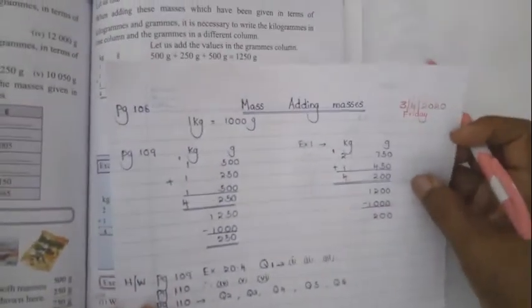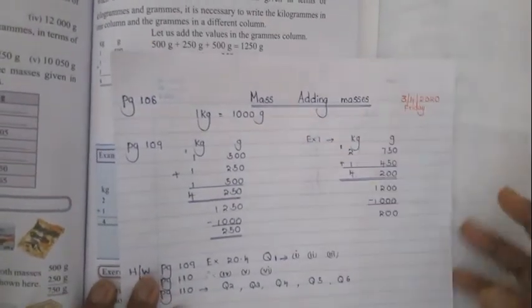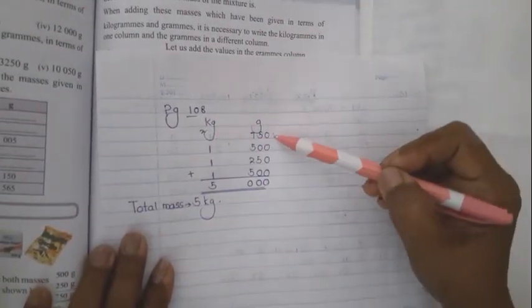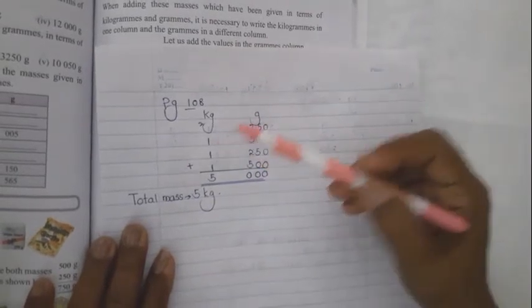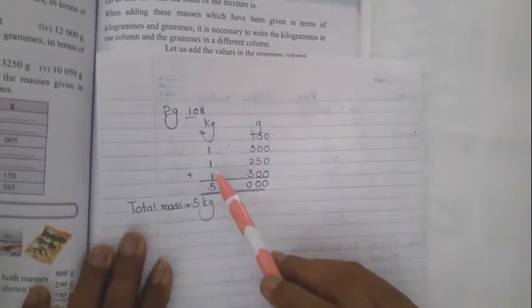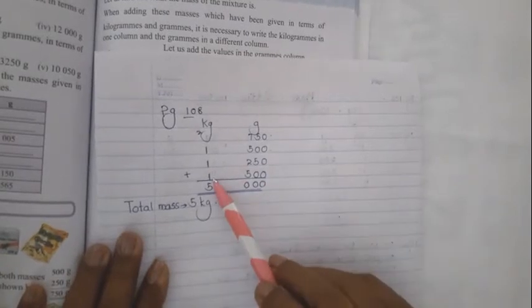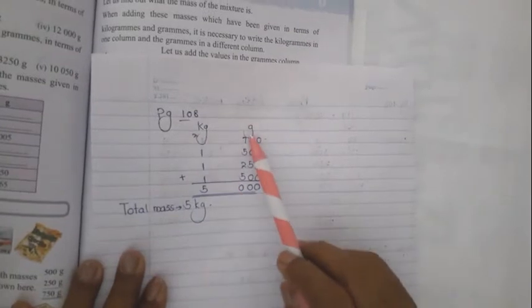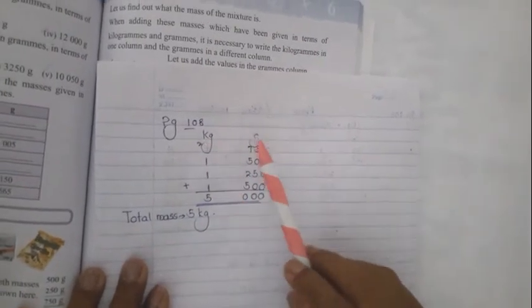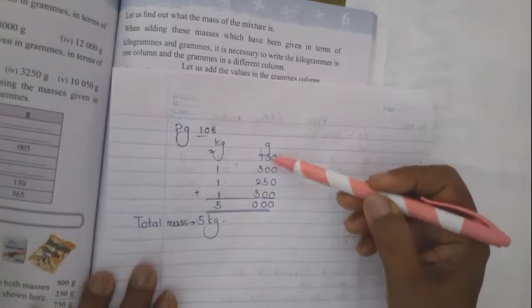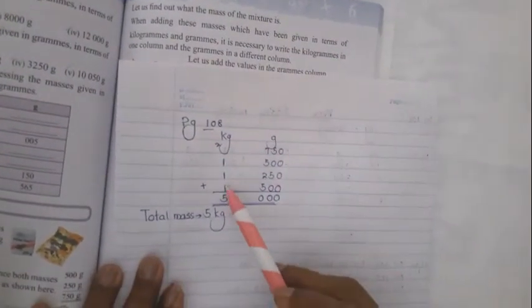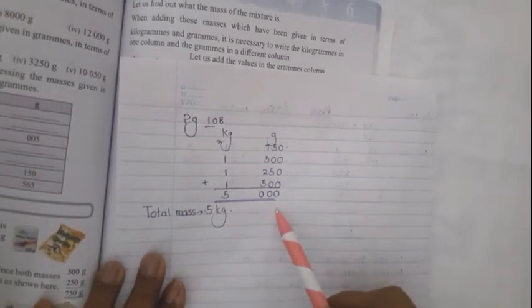Right, now I have written separately 750 grams, 1 kilo and 500 grams, 1 kilo and 250 grams, 1 kilo and 500 grams. You can see I have written kilograms and grams separately. Now I am going to add everything. When you add, you get 5 kilograms.